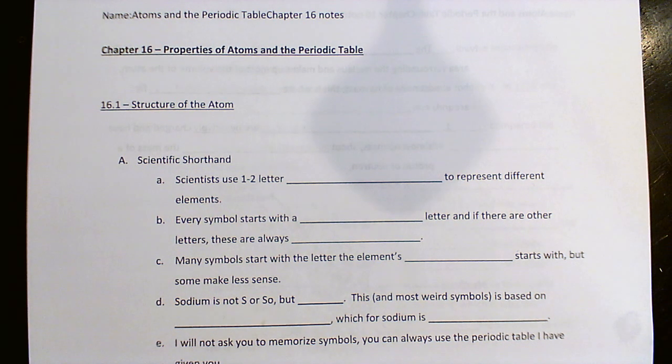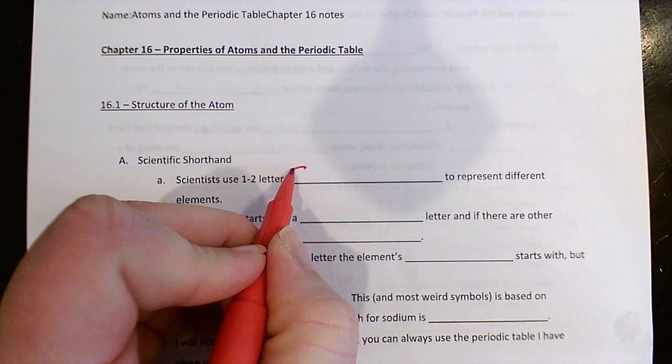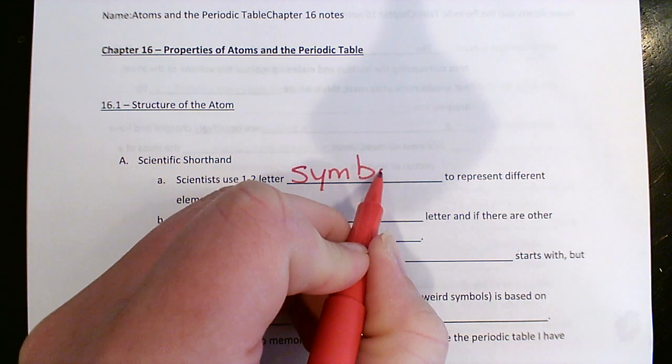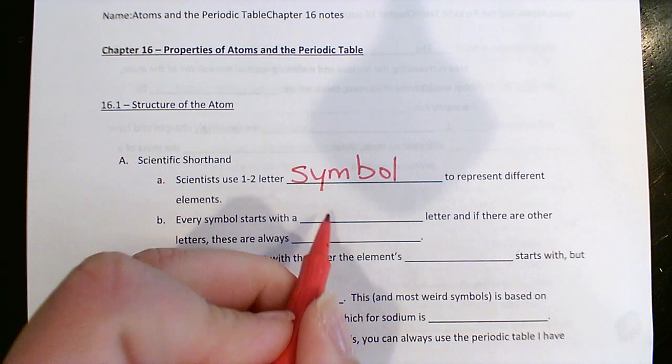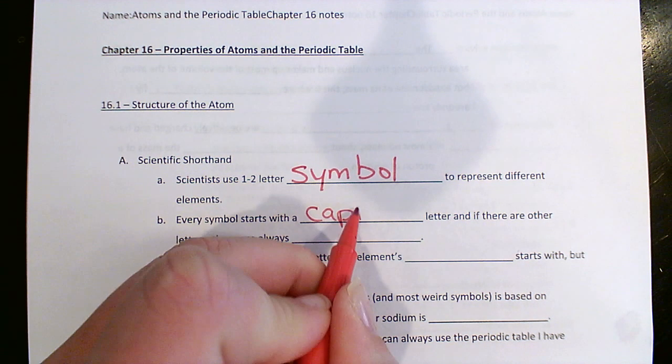Alright, so this chapter is all about atoms and starting to think about how those chemical changes from chapter 15 really work. Scientists use a one to two letter abbreviation we call a symbol. Usually symbols are things like dollar signs and exclamation points, but in chemistry, a symbol is made of letters. And every symbol starts with a capital letter.